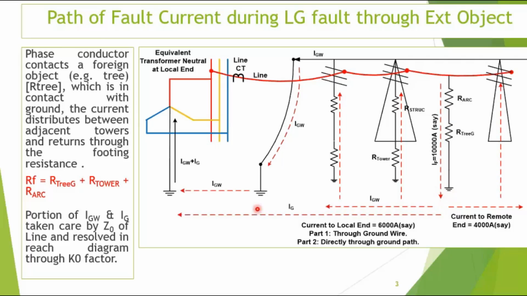Now it gets divided into the local end and the remote end. So let us say a 10,000 ampere fault current is flowing, 4,000 goes to the remote end, 6,000 comes to the local end. The local end again has two methods of going. The easiest method, if the ground wire is well maintained and everything is okay with the ground wire, this current will rise up to the nearest towers. Mostly from the nearest tower, it will rise up to the ground wire, then go through this ground wire path and reach the substation earth mat, and from there it will rise up again via the various neutral points.